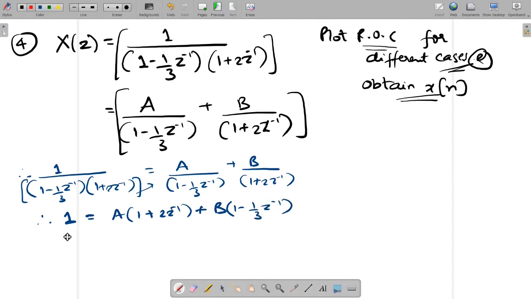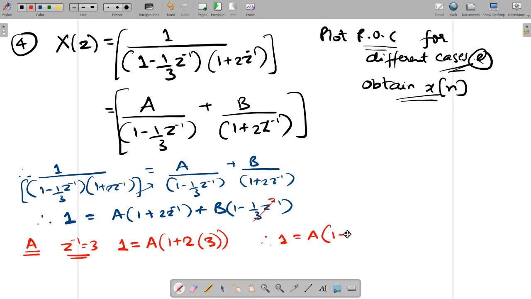How do I find the value of a and b? To find the value of a, what can I do? I can make z inverse as 3. If z inverse is 3, this thing goes away, right? So I will have 1 is equal to a into 1 plus 2 into z inverse, what is z inverse? 3. Therefore, 1 is equal to a into 1 plus 6. Therefore, a is 1 by 7. Similarly, if I want to find b, what do I do? If I want to find b, I will put z inverse as 2.